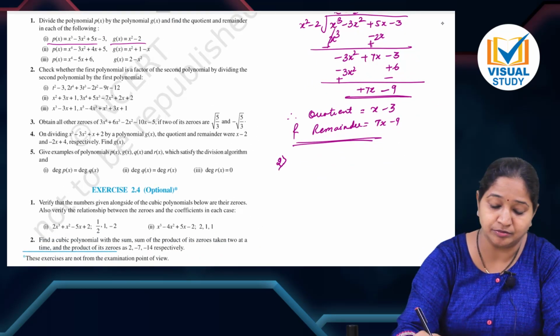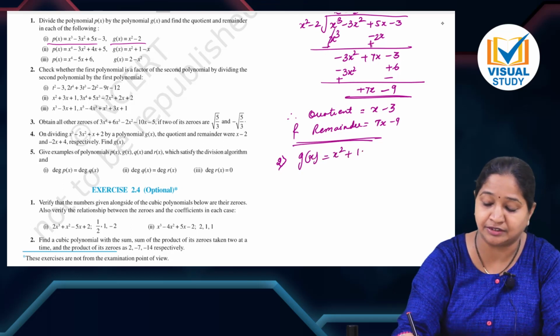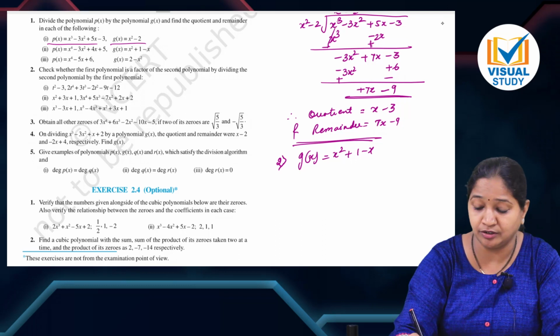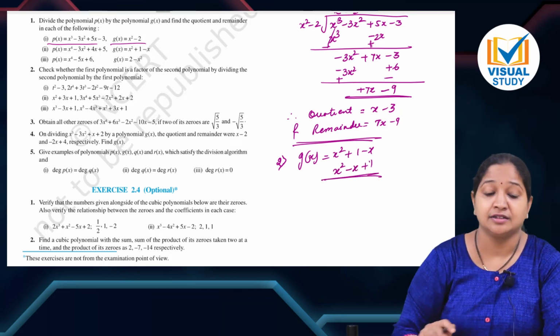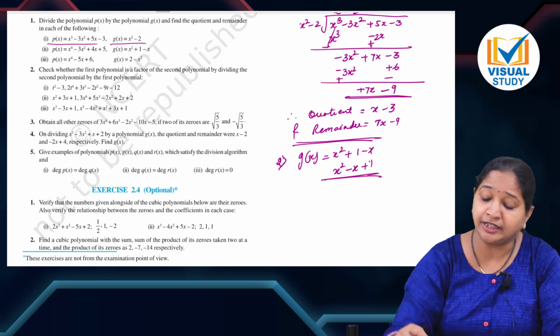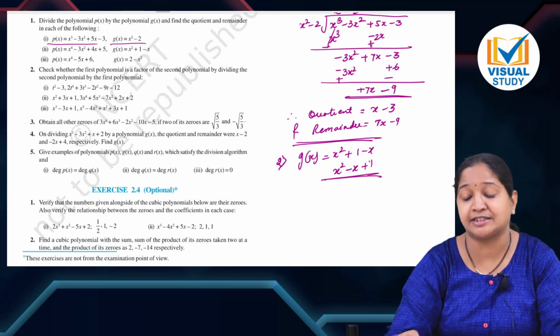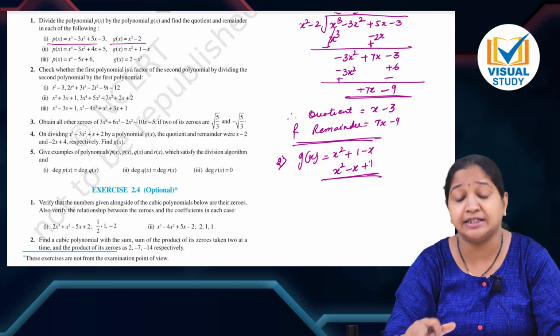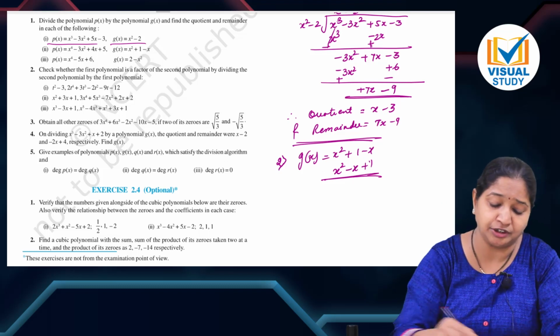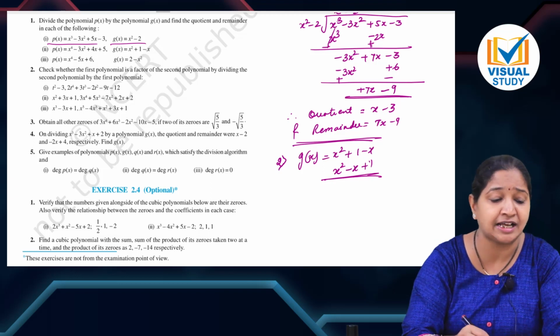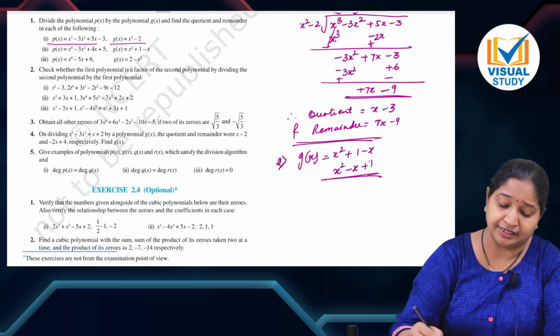Just for the second sum, I'll just tell you g of x, that is they have given x square plus 1 minus x. You just write it in this form. See, nothing wrong if you keep x square plus 1 minus x, but I have done it in the ascending order. Now what is our second question? Here also same thing, you can keep as it is, otherwise you can do it.